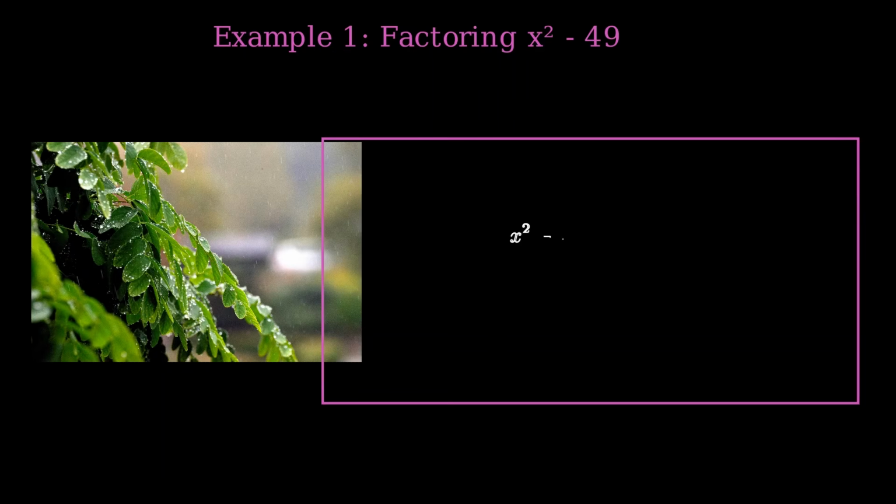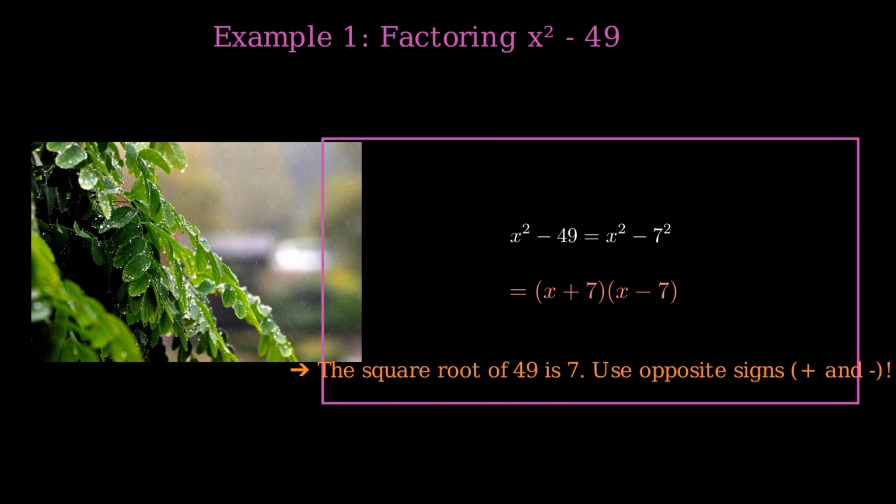Let's factor the expression x squared minus 49. First, substitute x squared for m squared and 49 for c squared. Since the square root of 49 is 7, we can rewrite it as x squared minus 7 squared. Applying the template, we get (x + 7)(x - 7). Always watch out for the opposite signs inside the parentheses.